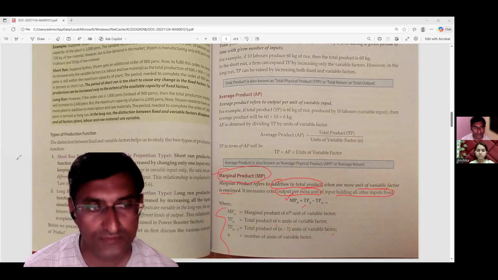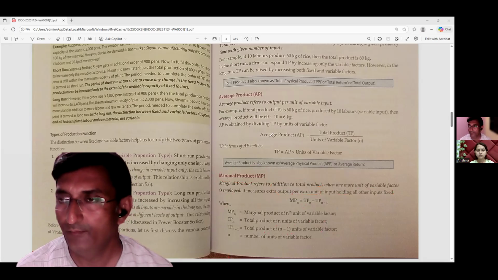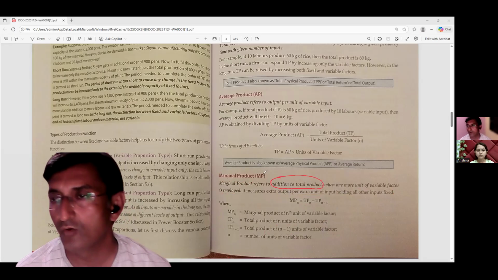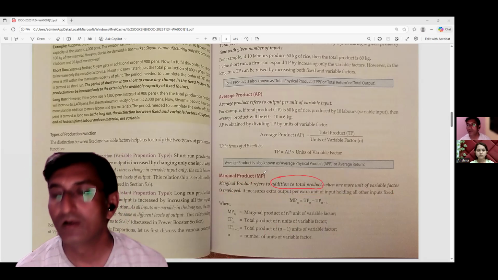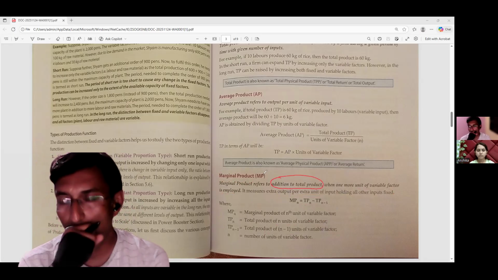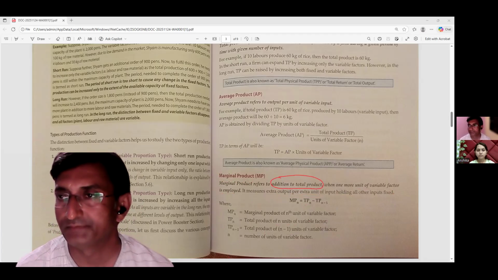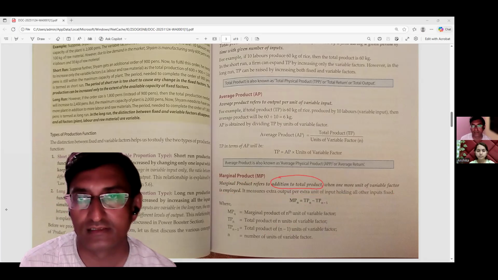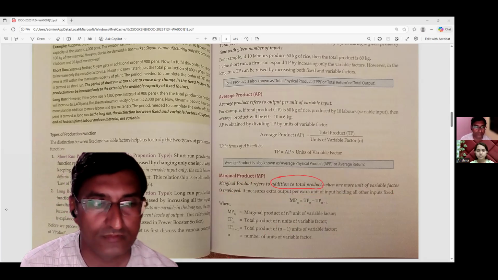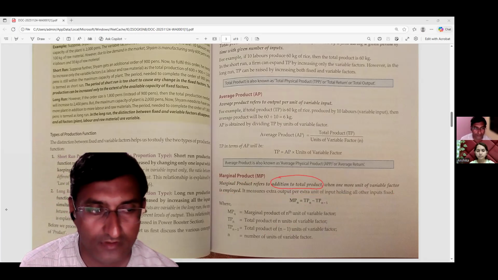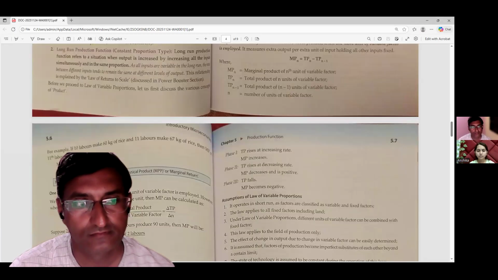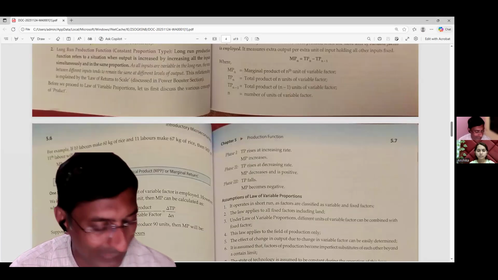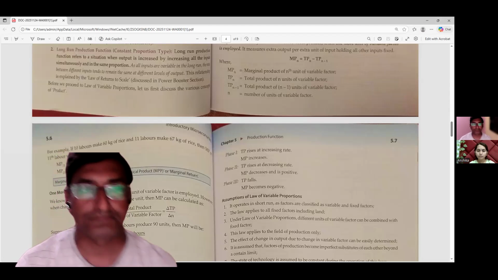In simple terms, you can keep in mind: marginal means what? Additional to total product. How much additional output is being produced with the help of the available inputs. That is called additional, or marginal, you can say. Now, next, you can calculate MP with the help of numerical examples.